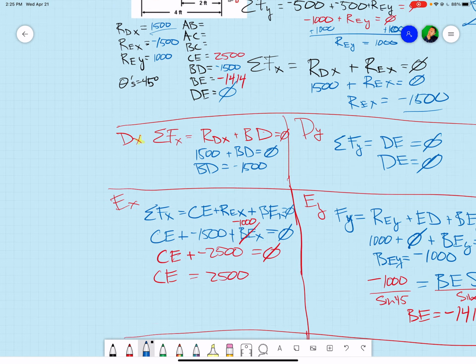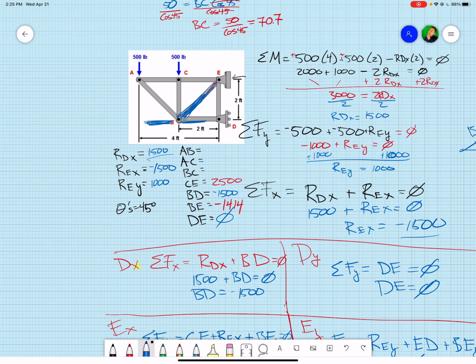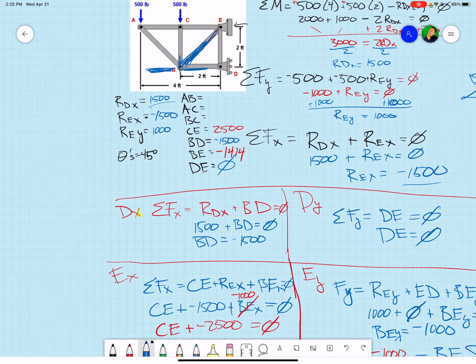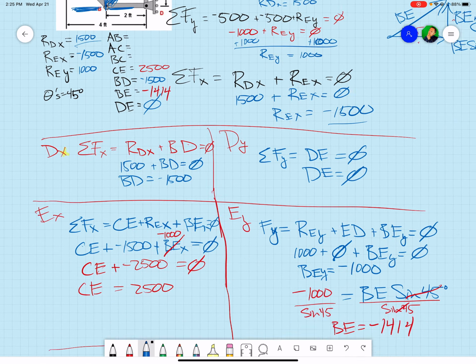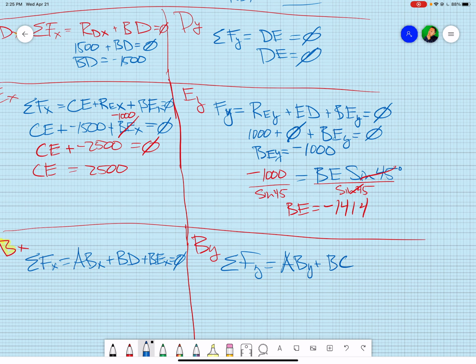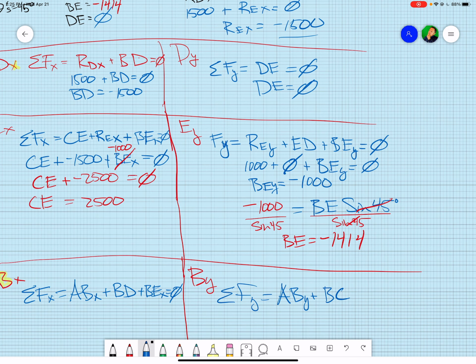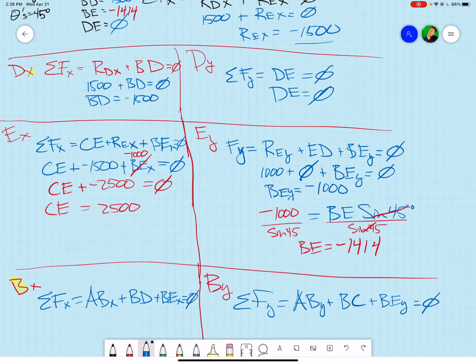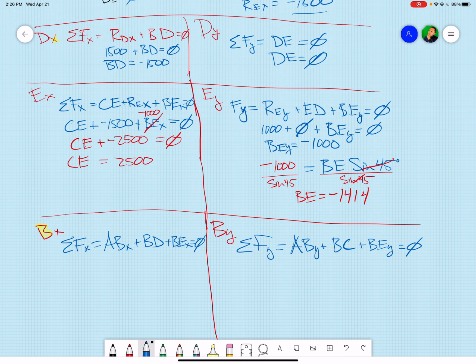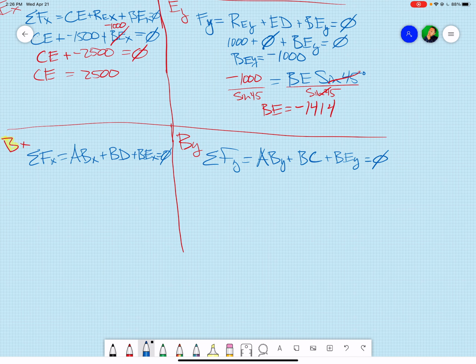Okay, what about the sum of the forces in the Y? We get AB in the Y. All right, we got that. So we got AB in the Y. We have BC. We have BE in the Y. And that's about it. And those add up to 0. Okay. Well, let's plug in what we know and see if it's worth calculating and figuring out right now.